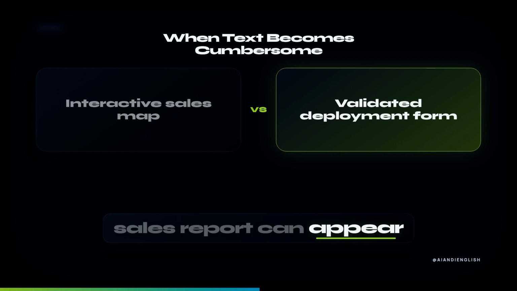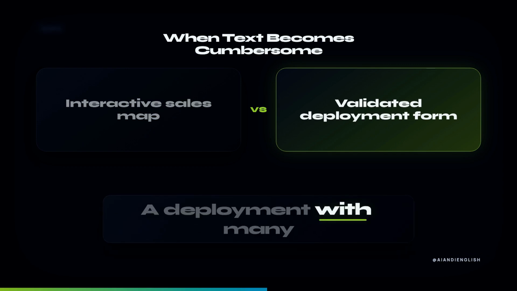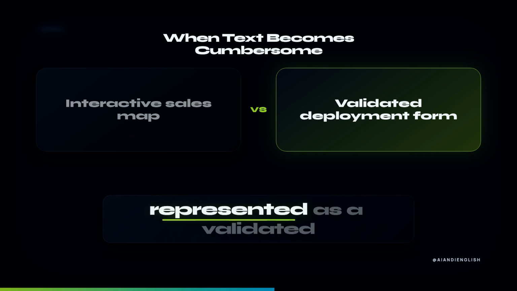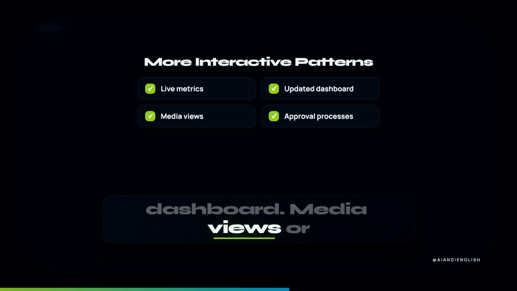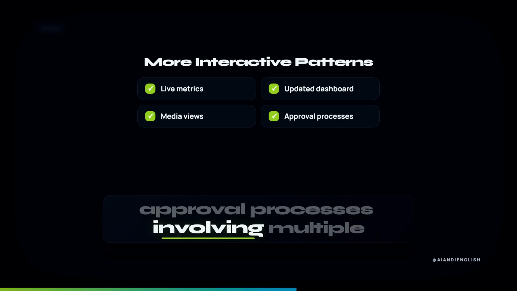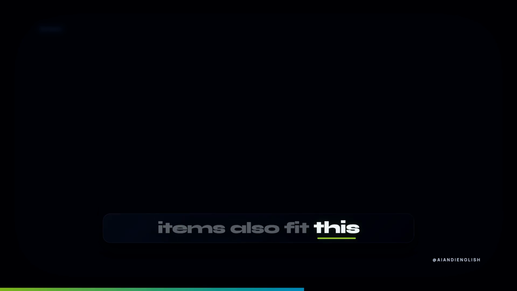This makes MCP apps especially useful when text becomes too cumbersome. A sales report can appear as an interactive map. A deployment with many interdependent options can be represented as a validated form. Live metrics can appear in an updated dashboard. Media views or approval processes involving multiple items also fit this pattern.